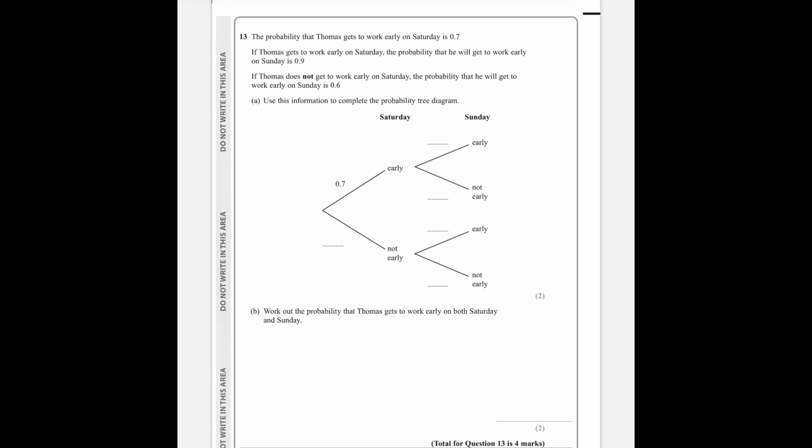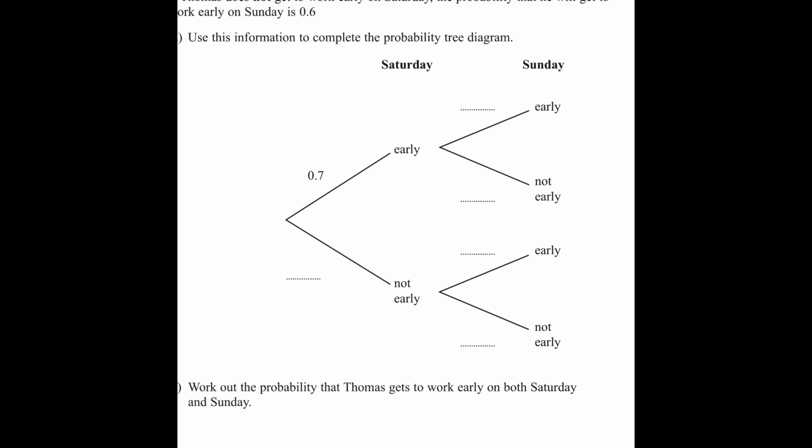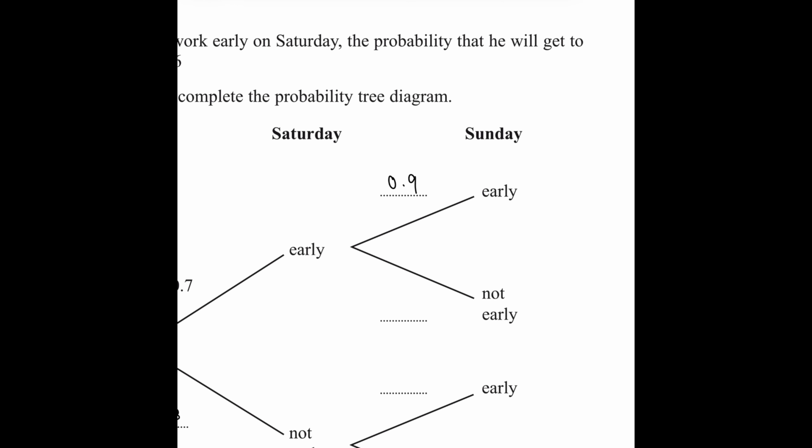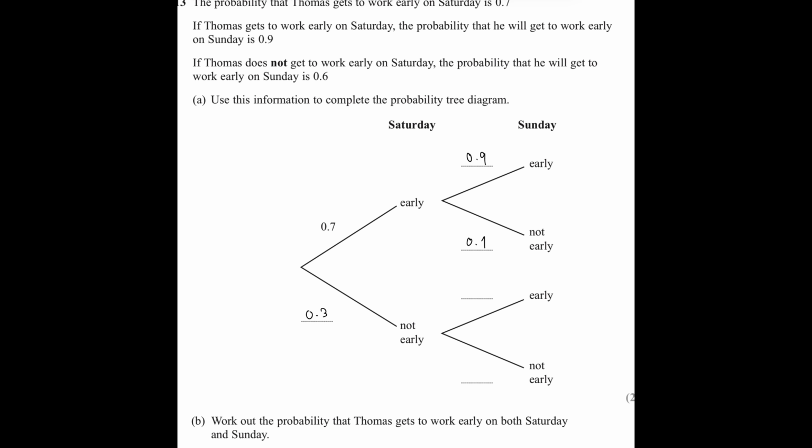Our next, probability. Just read the question and fill in the table, I guess. Okay, so if the probability of him being early is 0.7, then not early has to be 0.3 because it has to add up to 1. And if Thomas gets to work early on Saturday, the probability he will get to work early on Sunday is 0.9. So here's 0.9, here's 0.1. If Thomas does not get to work early on Saturday, the probability that he will get to work early on Sunday is 0.6. So here's 0.6 and here's 0.4.